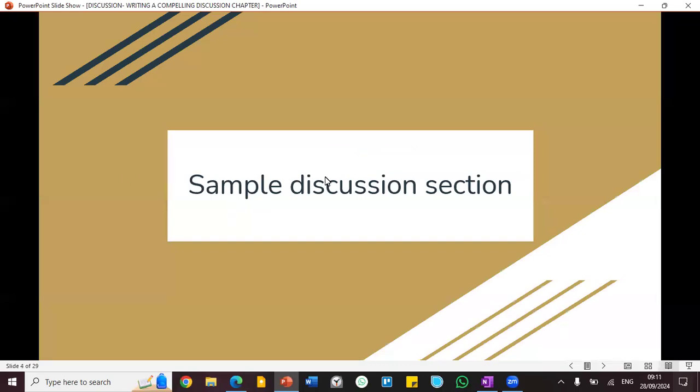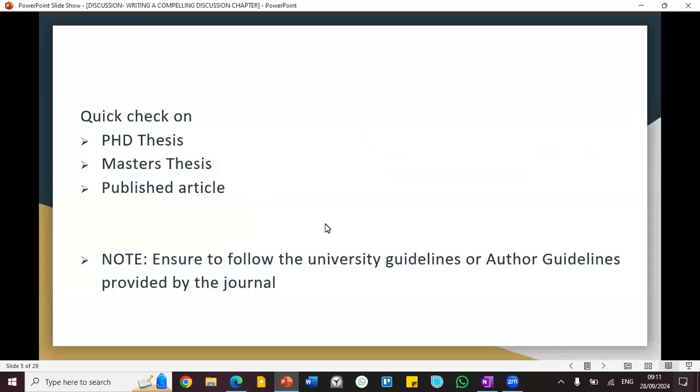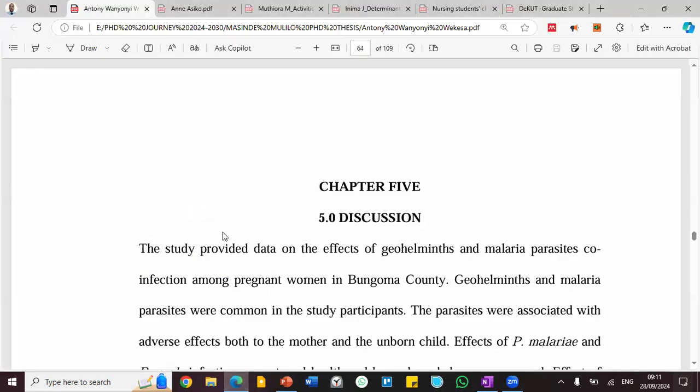Let's start by having a look at sample discussion sections so that all of us are on the same page on how it looks like. So I looked for a PhD thesis, one from online libraries, a master's thesis, and an article. I will share right away. I'm showing you one here. This is a PhD thesis.